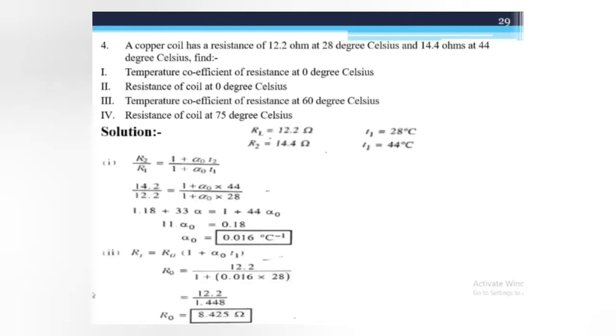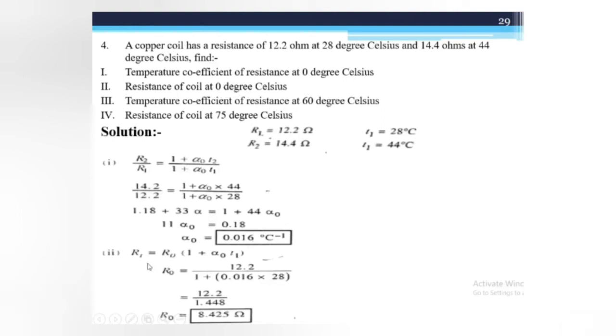So by using this equation, R2 by R1 equal to (1/alpha 0 + T2) upon (1/alpha 0 + T1). As T2, T1, R2 and R1 are already known, we can get the value of alpha 0. So alpha 0 is equal to 0.016 per degree Celsius. This is the temperature coefficient of resistance at 0 degrees Celsius.